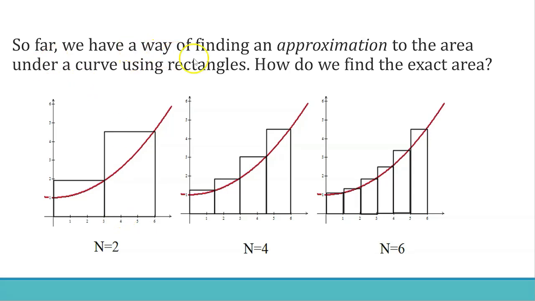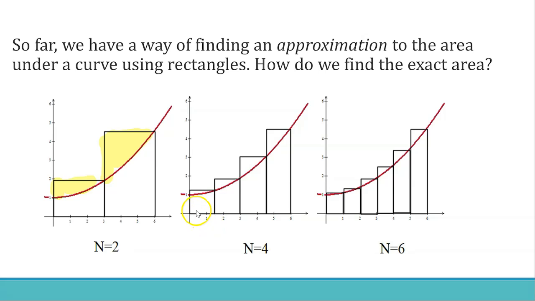So far, we have a way of finding an approximation to the area under a curve using rectangles. But how do we find the exact area? Well, here I have a curve drawn, and let's say I'm interested in finding the exact area under the curve between 0 and 6. Using two rectangles, we can see I have an over-approximation. I'm overestimating by all this amount right here.